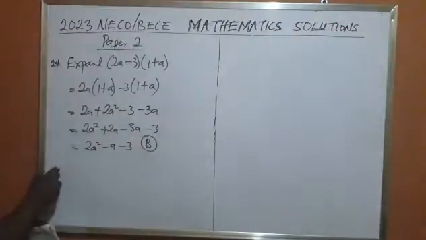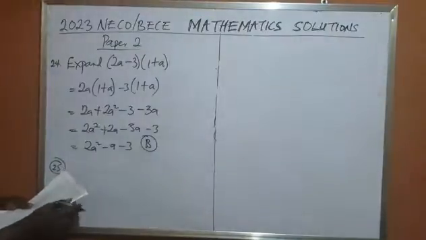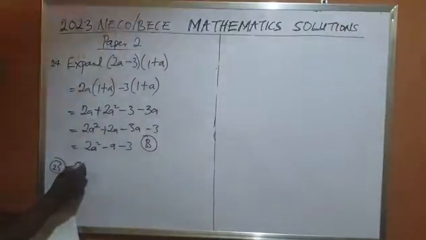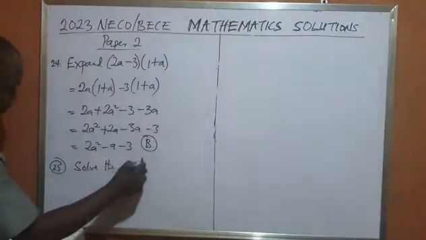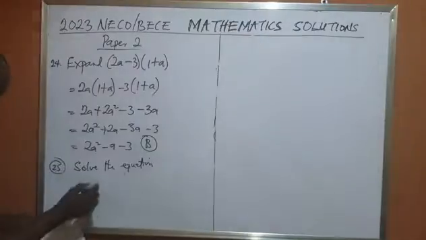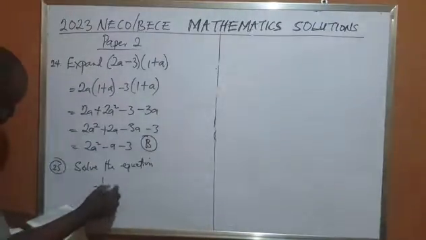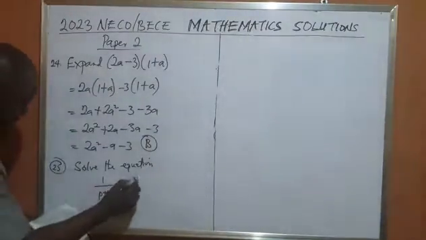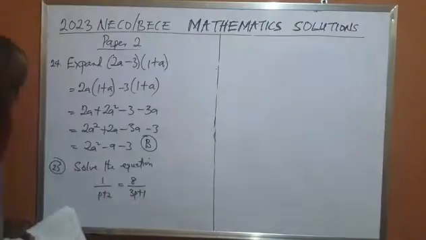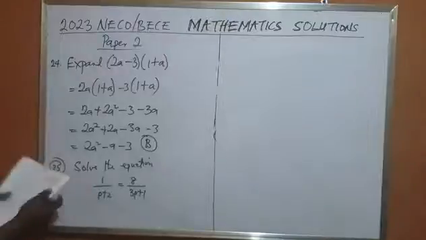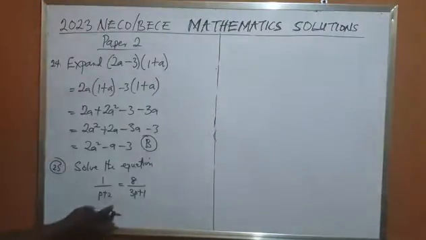Then question 25. Solve the equation. This is another problem of equation. We have 1 divided by p plus 2 equals 8 divided by 3p plus 1. So here, if you look at this question compared to question 21, what we have there is a single fraction.